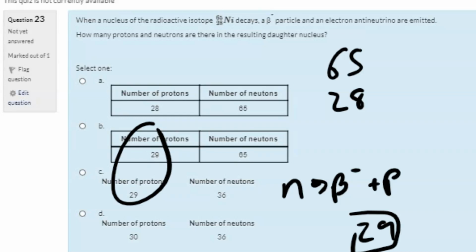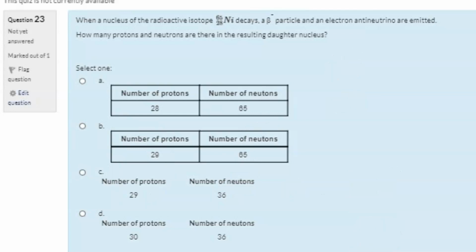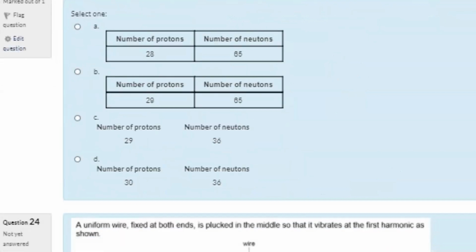But you know what, I'm not even going to work it out, because this says number of neutrons. Well, 65 is the number of nucleons, so I don't need to work out the number of neutrons because it's not 65, so it must be 36, so it must be C, which is right. It's fortunate. Right, let's move on to the next question.